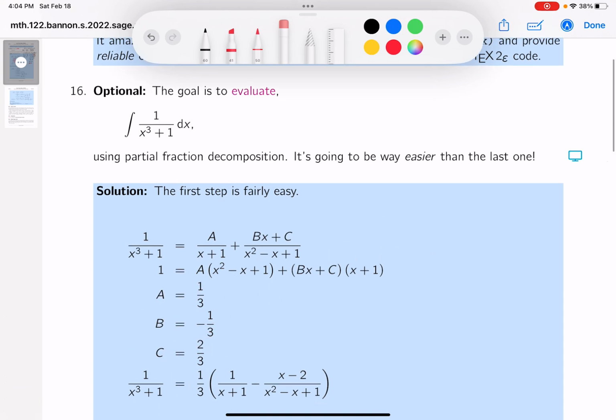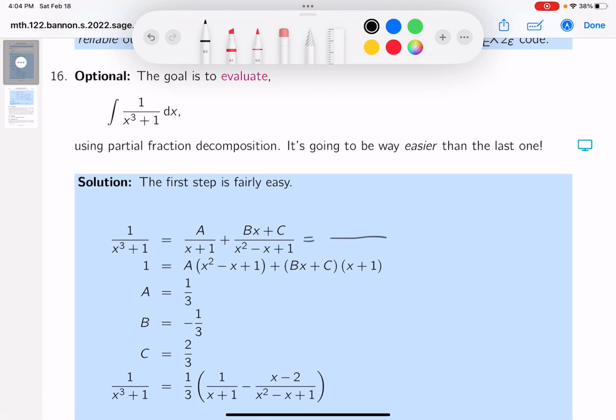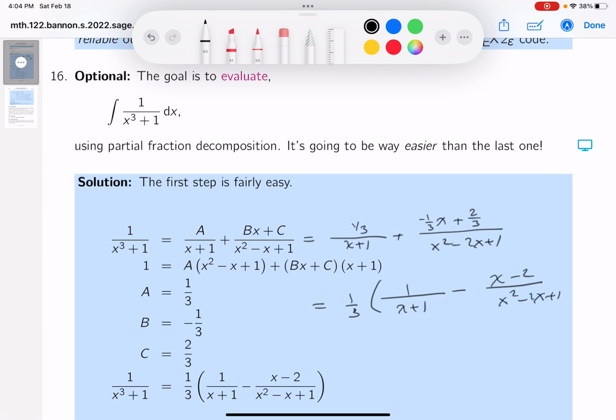So what I do is write it down. I'd write this down. Equals, well, what's a? A is 1/3 over x plus 1, plus, well, b was minus 1/3 x, and c was 2/3, right? And that's over x squared minus x plus 1. And I would factor out 1/3, actually. It makes it easier for me to look at it. Also to typeset it, it'd be 1 over x plus 1. And this would be minus. I like to pull a minus sign out. And that would be x minus 2 now, over x squared minus x plus 1.